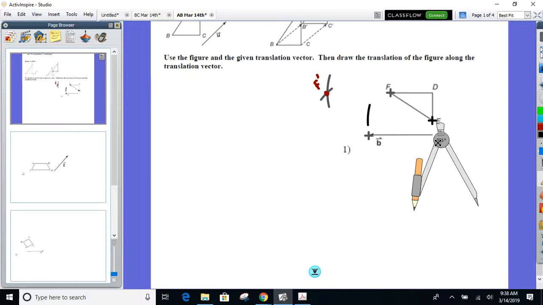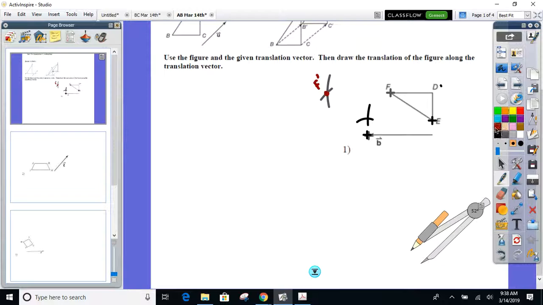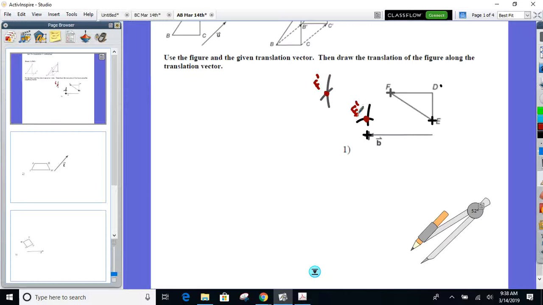Now go from the beginning of the vector to E. That's going to be a short distance, so you're going to have to close your compass up here. So from the beginning to E. And then move to the end of the vector there, where the arrow is, make another arc, and that'll be E prime. Everyone all right? Let me know.